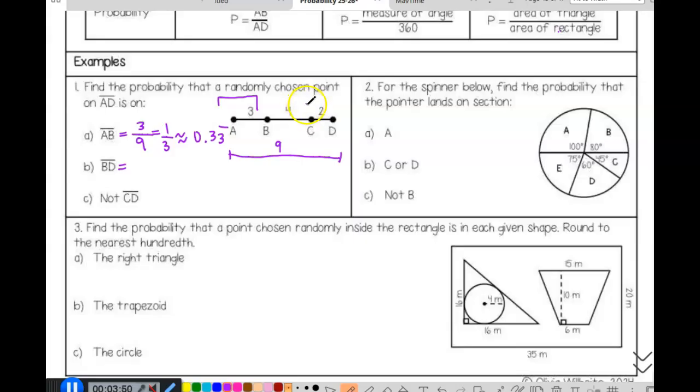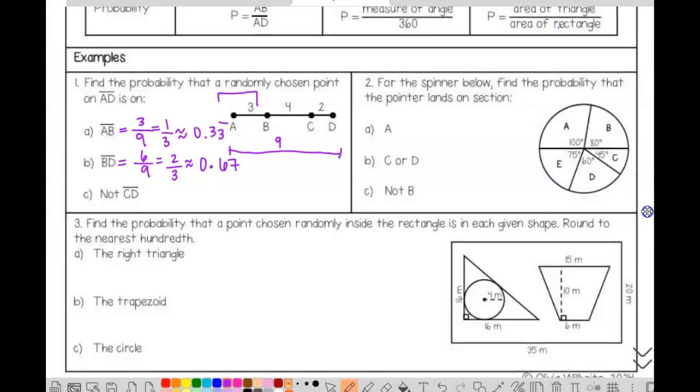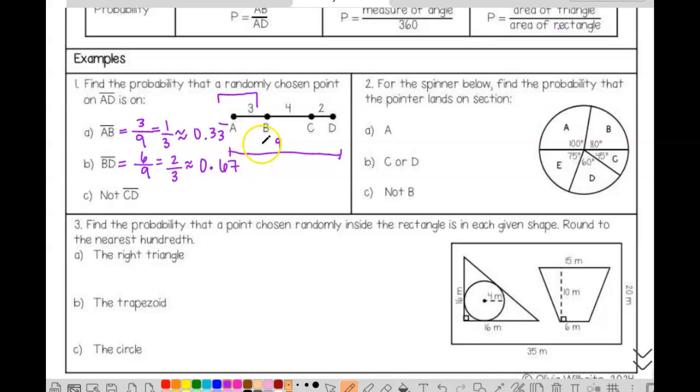BD. What is the length of BD? 6. So 6 over 9. Good. Both of these divide by 3. So 2/3 as a decimal, rounded to the hundredths.